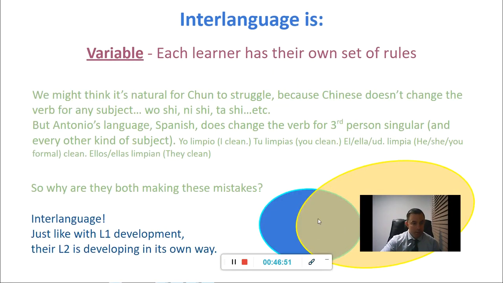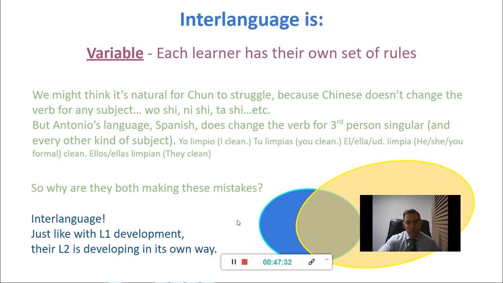So if you want, you can look at this slide. There's some interesting things here. It could be, oh, it's all from Chinese because Chun's language does not change verbs for the subject. 我是, 你是, 他是. But think about Antonio. Antonio's not doing third person singular S, and his language changes for all the subjects like English, even more than English. Yo limpio, tú limpias, él, ella, usted limpia, and then ellos, ellas limpian, right? So they're changing for different subjects, so that's not really it.